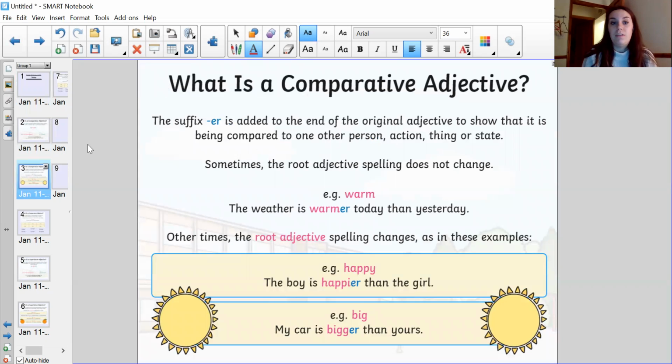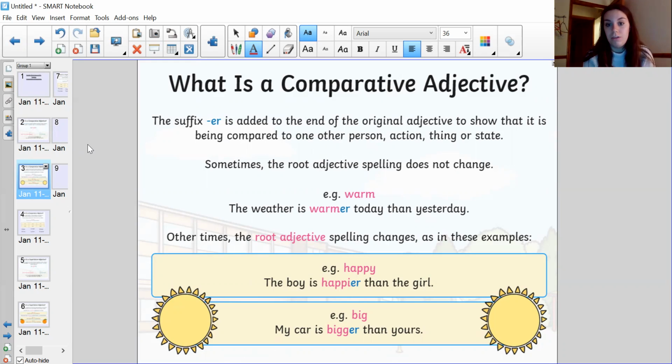What is a comparative adjective? The suffix -er is added to the end of the original adjective to show it as being compared to one other person, action, thing, or state, which is what we've looked at. Sometimes the root adjective spelling does not change. So warm, we then just put the -er on, so warmer. The weather is warmer today than yesterday.